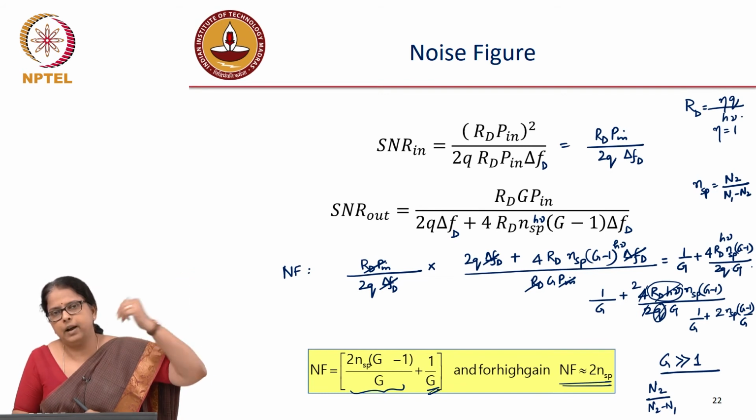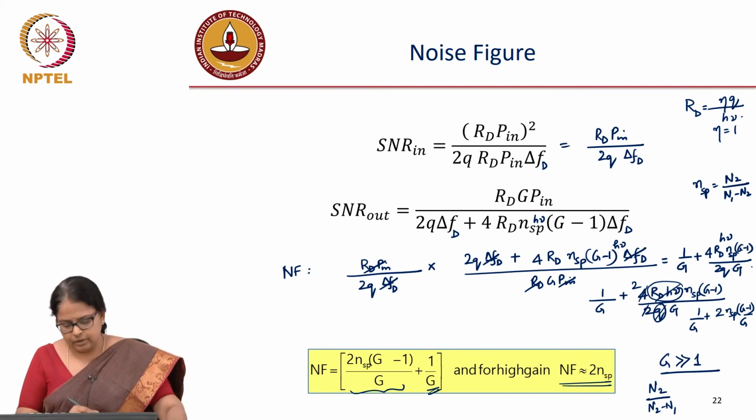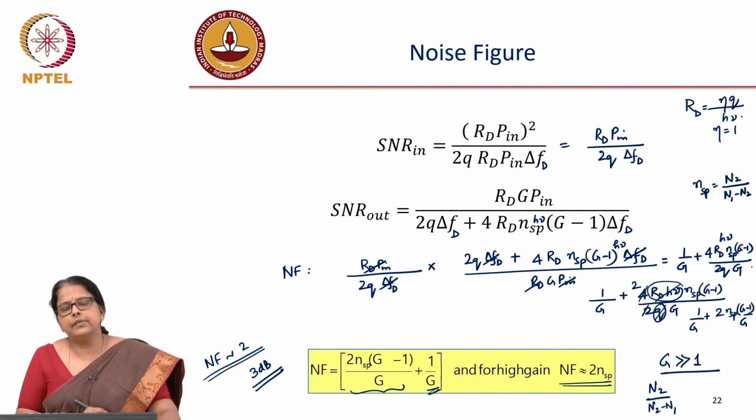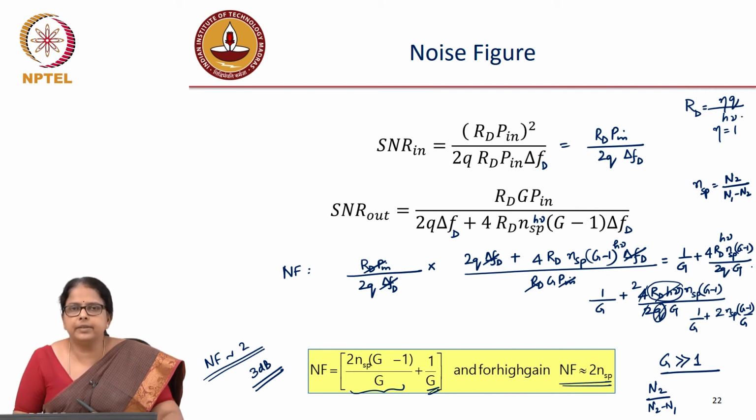So that's when you have N2 by N2 minus N1 equal to 1, and when that happens, your noise figure is approximately 2, and the corresponding value in dB is 3 dB. So this gives rise to a very important result. However hard you try, you cannot have an EDFA with a noise figure of 0.